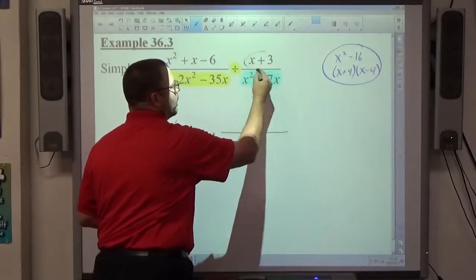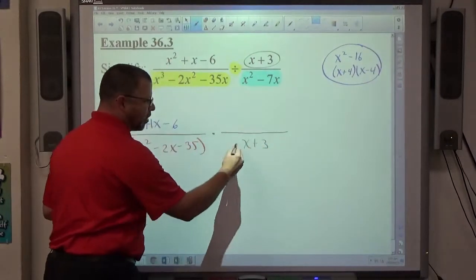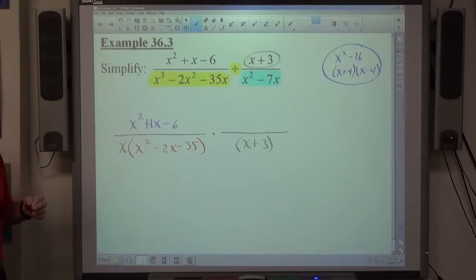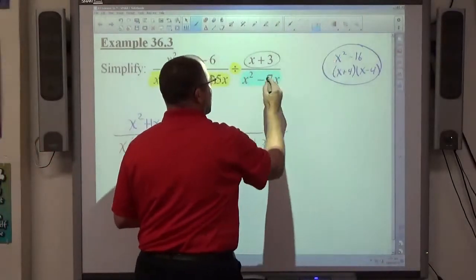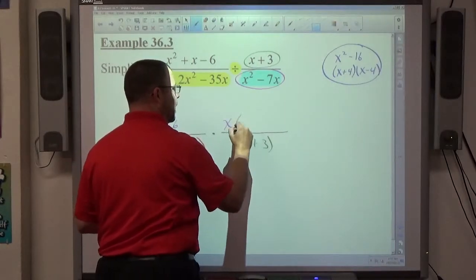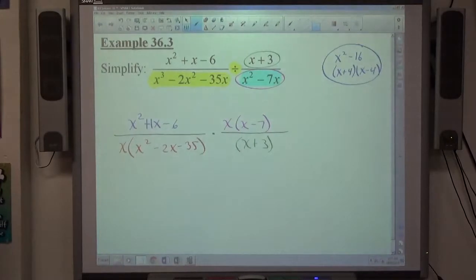X plus 3 that's here is going to switch to the bottom. That does not factor, but I'm going to put it in parentheses to remind myself that it's going to be treated as one object. And x squared minus 7x is going to have a common factor of x. So I'll go ahead and take that out. X minus 7 is left over. Not very difficult to take the greatest common factor out. That's the first type of factoring we learned last year in algebra. So again, that would be something you can pretty easily do.